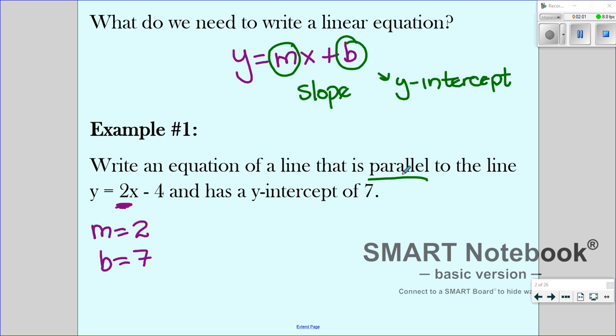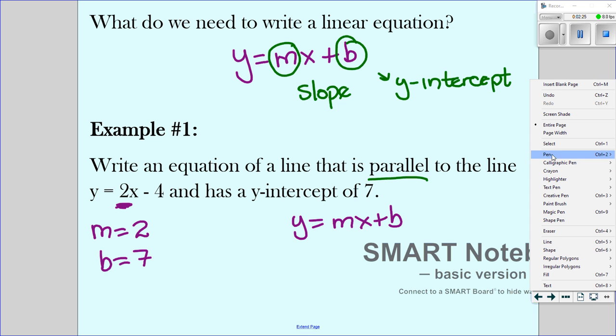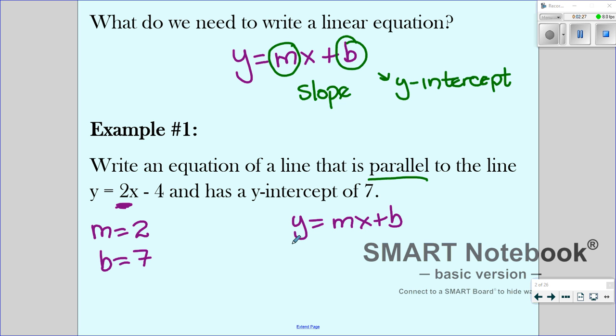So now we need to create a line, and that means I'm going to be using y equals mx plus b, that is parallel to this line that they gave us, y equals 2x minus 4. What we learned about slopes with parallel lines is that the slope is the same. So the slope will stay the same, so it would be 2, and then we're going to use the intercept, which is 7. So then we have y equals 2x plus 7.